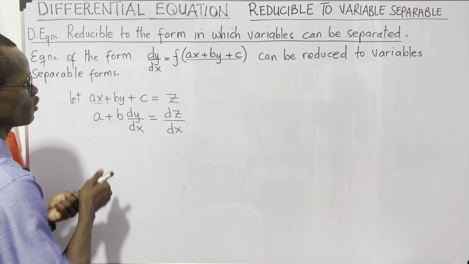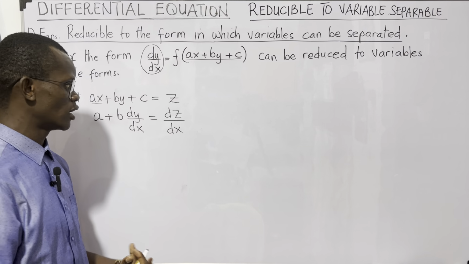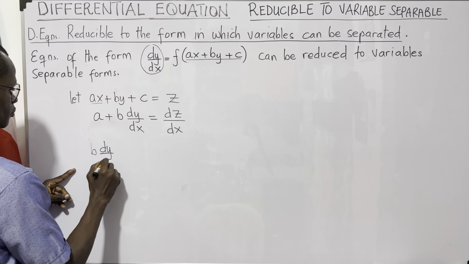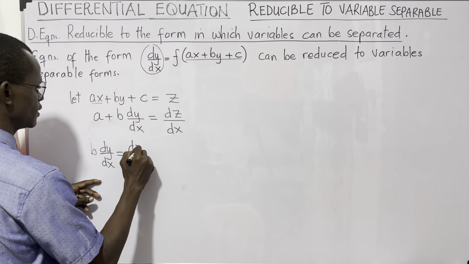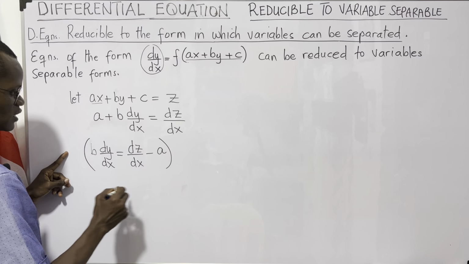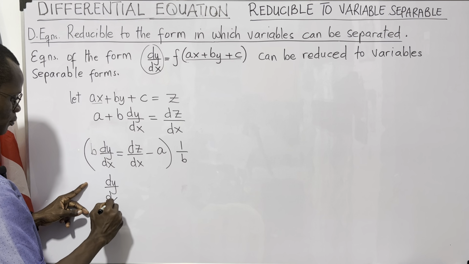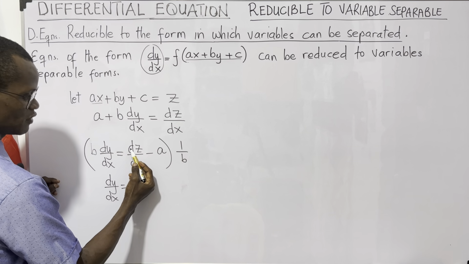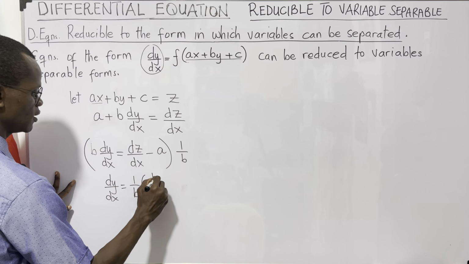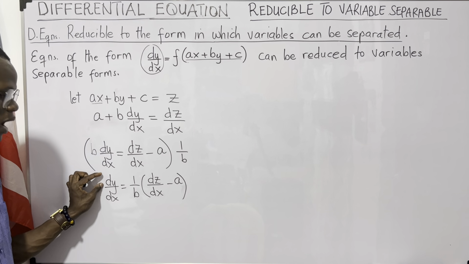Now the next thing we need to do is to solve for dy by dx so that we replace it, because we are now changing the variable from dy by dx to dz by dx. So we have b times dy by dx equals dz by dx minus a. We want to get rid of this b. What we can do is multiply both sides by 1 over b, because 1 over b times b will cancel, leaving dy by dx. And then 1 over b times the right side gives 1 over b times dz over dx minus a. So we have now solved for dy by dx.